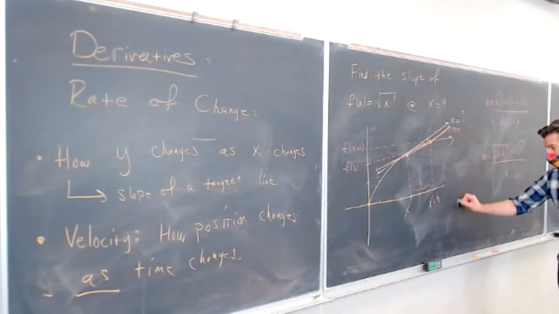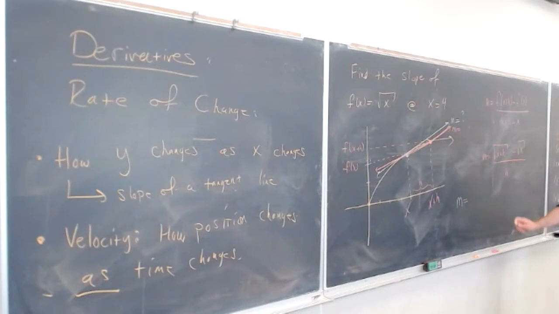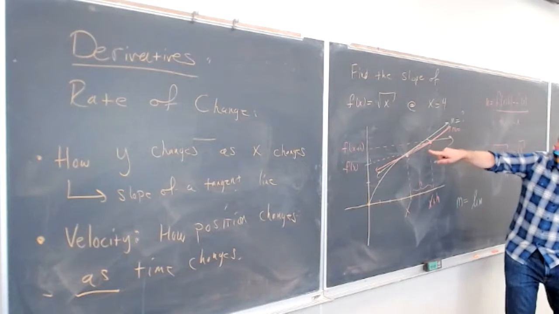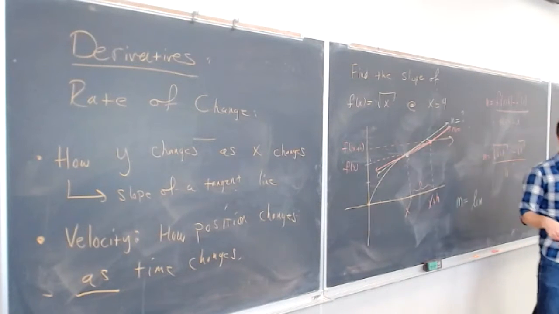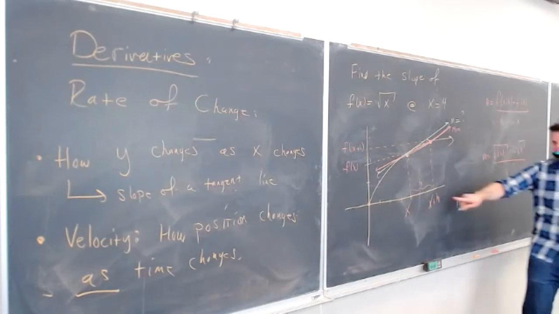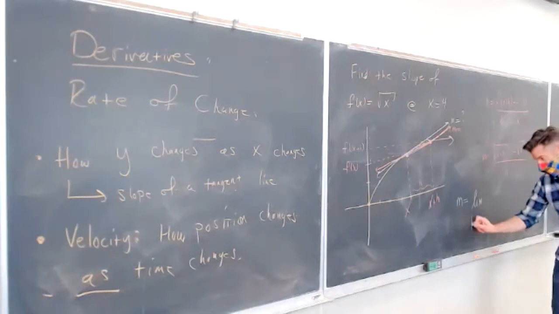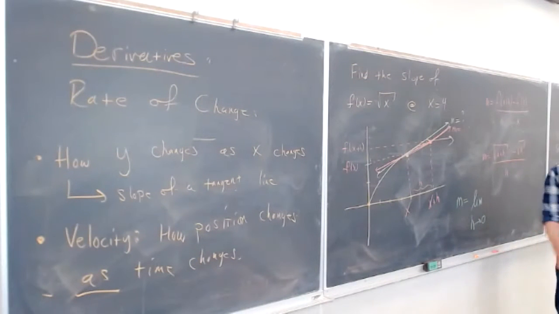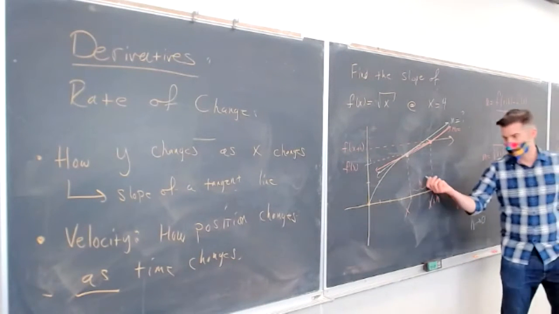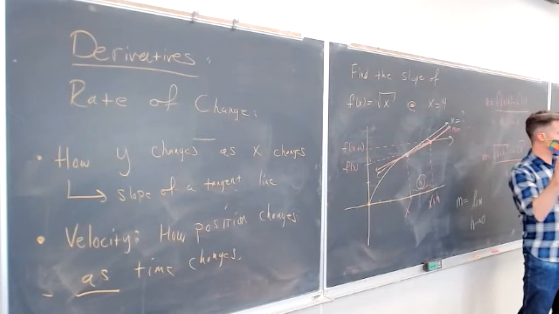To find the slope of the tangent line, it's going to be the limit as that point gets closer to that point. Or you could say as x plus h gets closer to x. But what we're really going to say is as h goes to 0, because we're talking about this difference between them getting smaller and smaller.